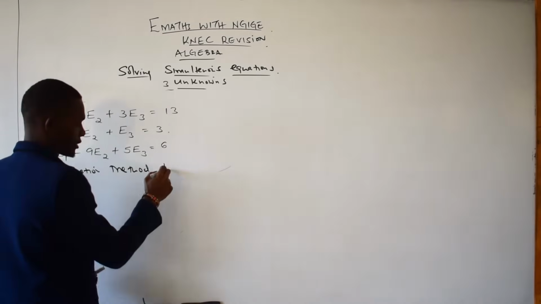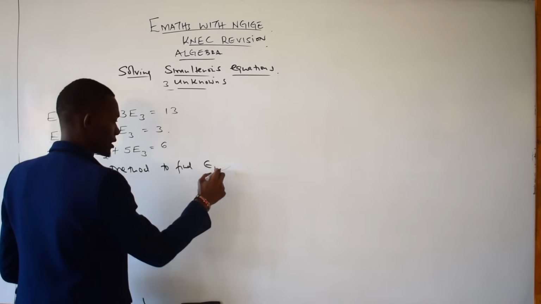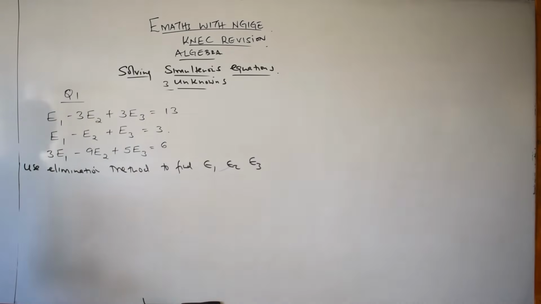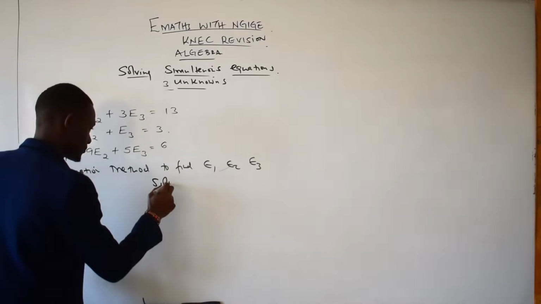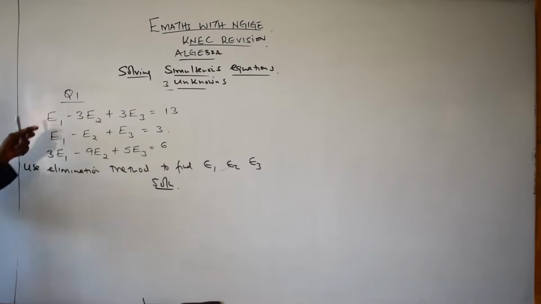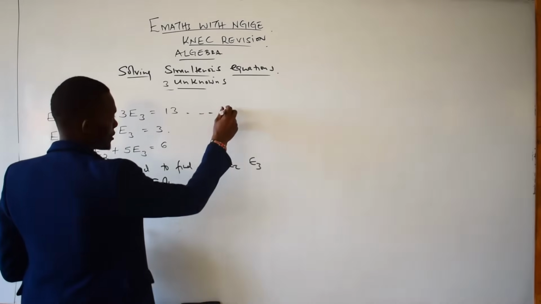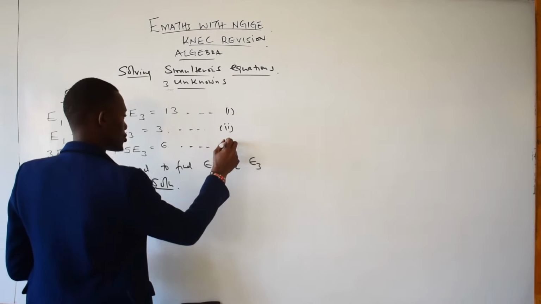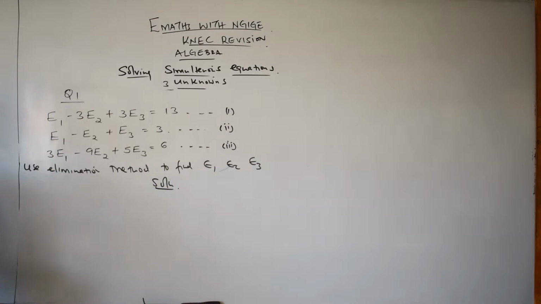So we're going to find E1, E2, and E3. Now the solution. In our case, elimination, as the word states, is just eliminating a term. Using either equation number 1, 2, or 3, you choose a term which you want to eliminate. And always take a term that has the least constant. It is easier to eliminate that.